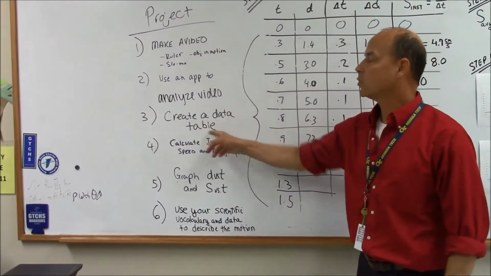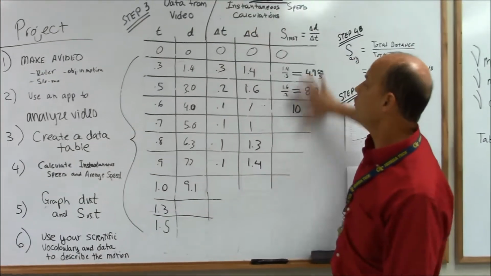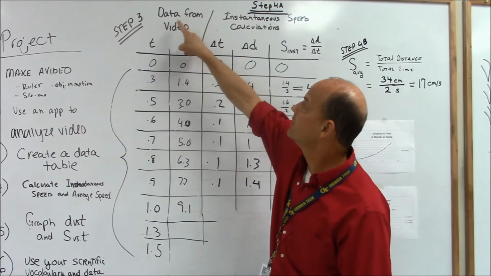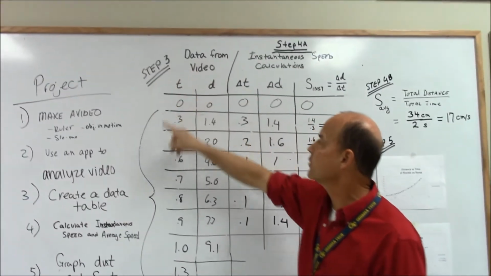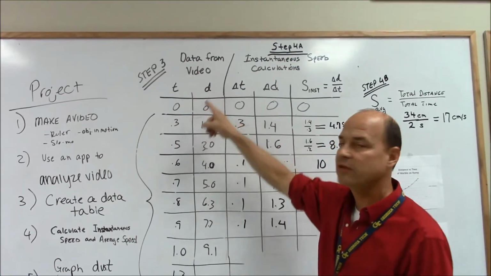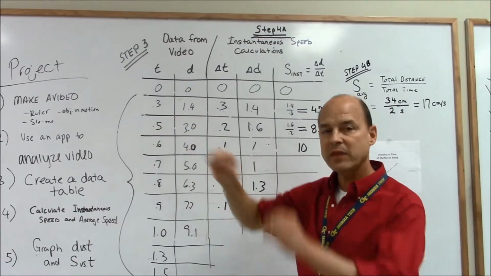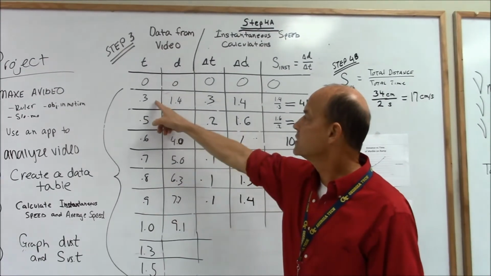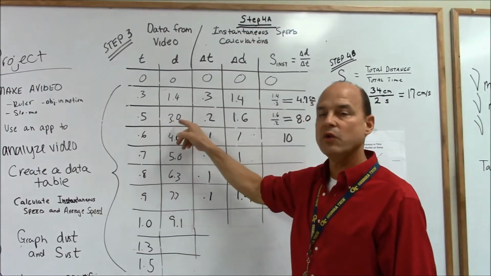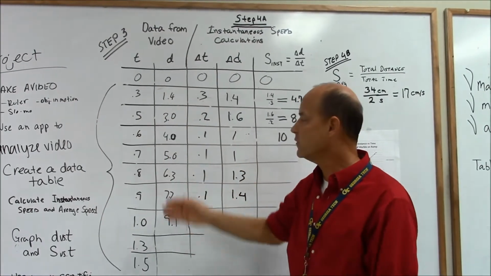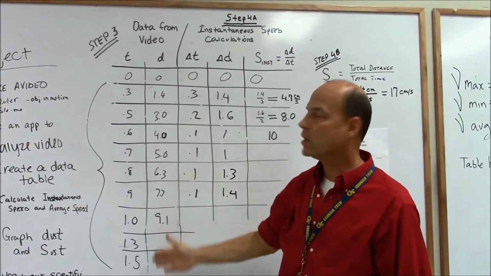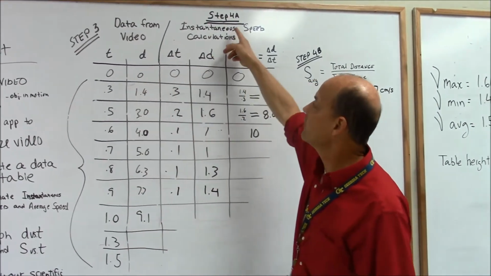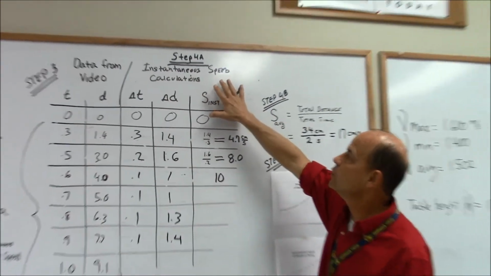Step 3 is to create a data table. This big, huge, ugly data table here, you're going to have to make one of those. But start with the data from your video, step 3. This is the time and distance data. So with the time stamp that's at the bottom of the screen, when you're looking at your video, you see the time and you see the distance. You just write those numbers down for each frame of your video, and you get a big old data table like this. All right?